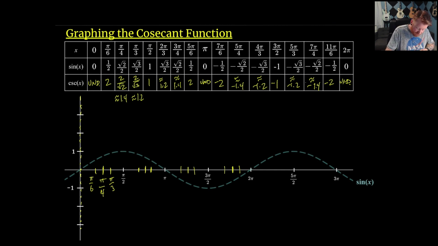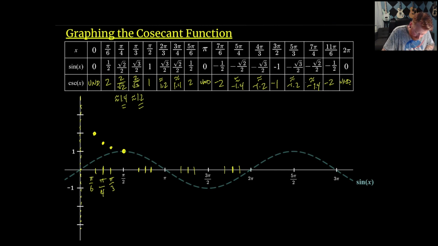We know at pi over 6 will be up at 2, so there is 2. We know at pi over 4, this will be about 1.4. So we'll look at pi over 4, and that'll be just a little less than 1.5. And then at pi over 3, we're looking at about 1.2, so that'll be just a little bit more than 1. And then at pi over 2, we're at 1. So this is where the graph of sine and the graph of cosecant will actually kind of intersect each other there.